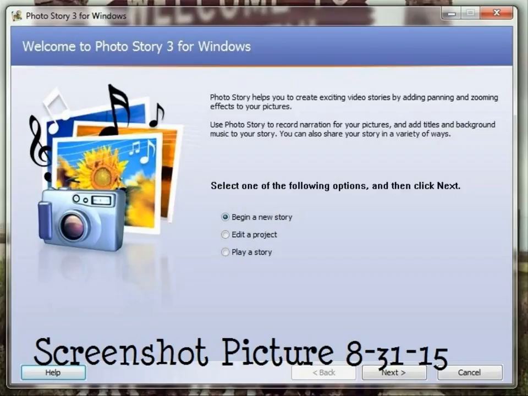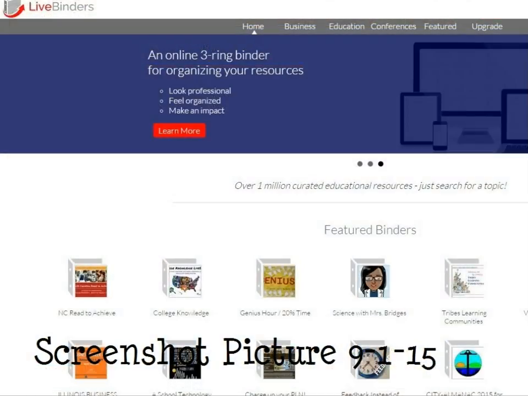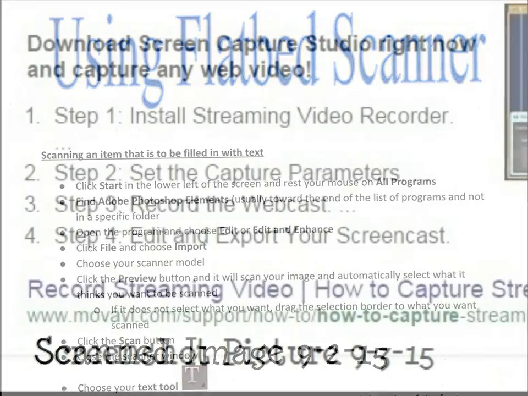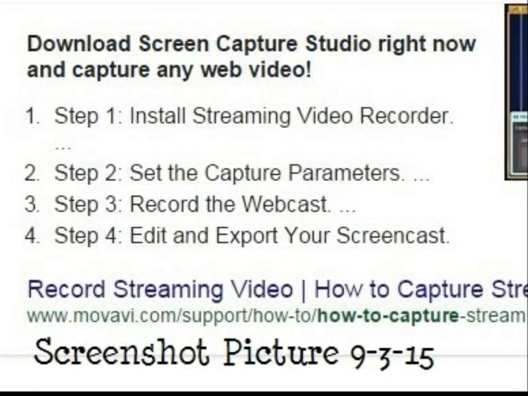August 31st, we learned how to do photo story and shared the photo assignments. September 1st, we watched and discussed Live Binders. September 2nd, we learned how to use a scanner and how to bring in images to use for our photo story project. September 3rd, we learned how to capture video from devices and took an L to J quiz.